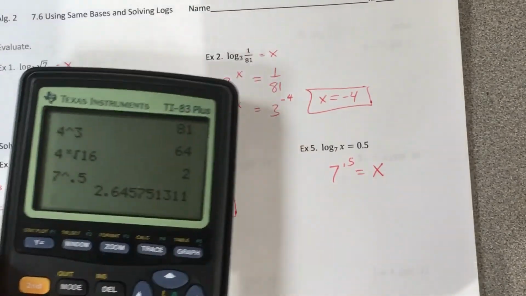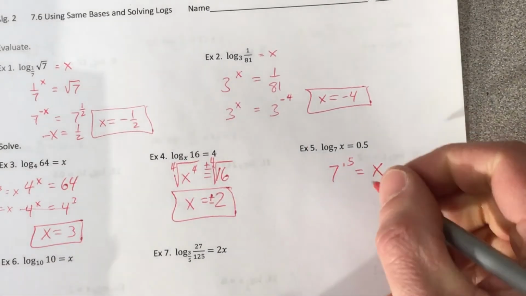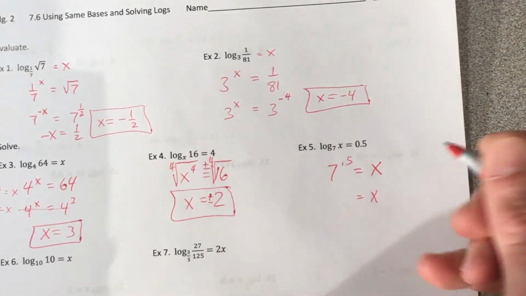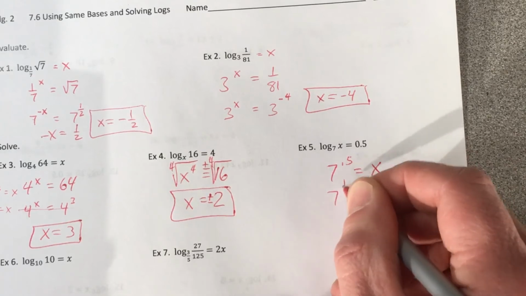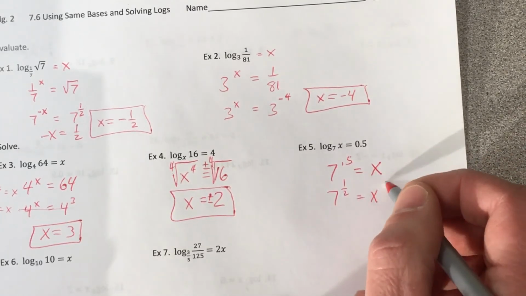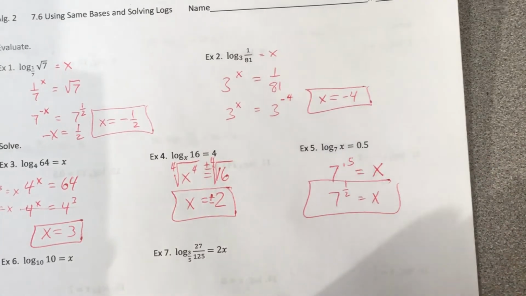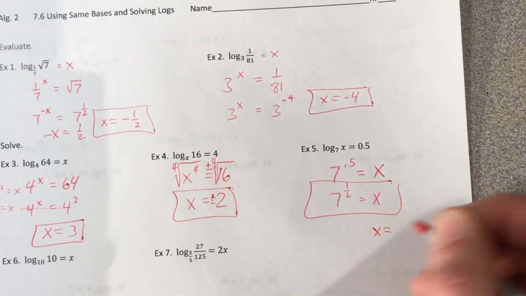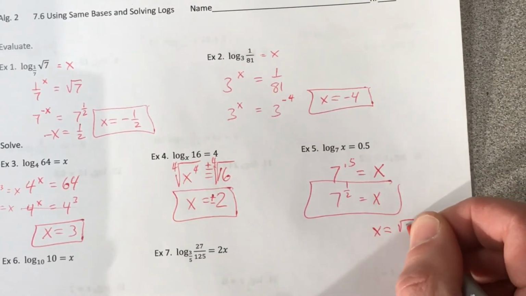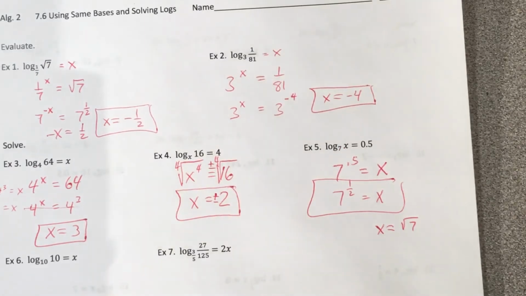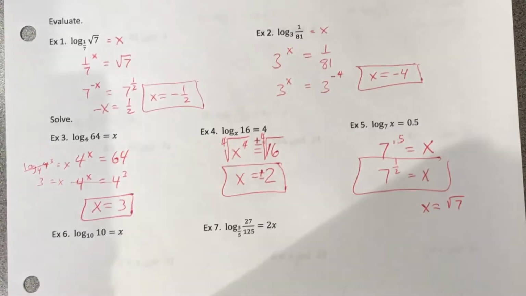I know what I'll do. To make this look nice, I'll just rewrite this as 0.5 is 1/2. So I could do 7 to the 1/2 power, or if I wanted to make it look a little different, I could do x equals square root 7. Those are exact answers, and those are preferred. Moving right along.